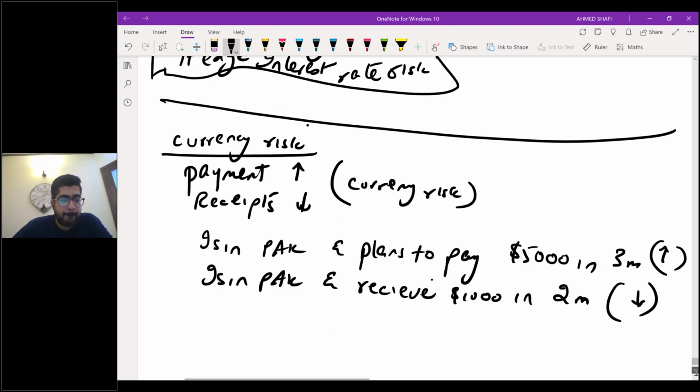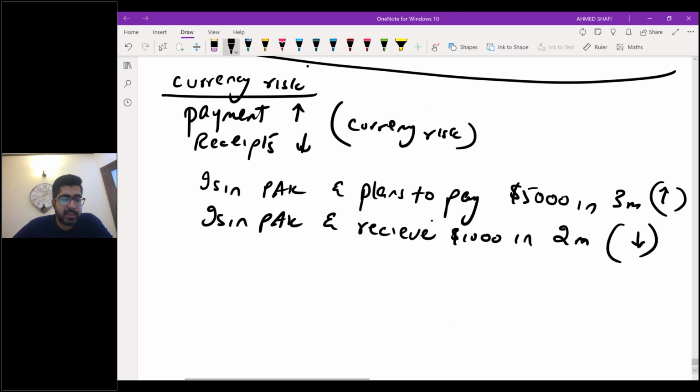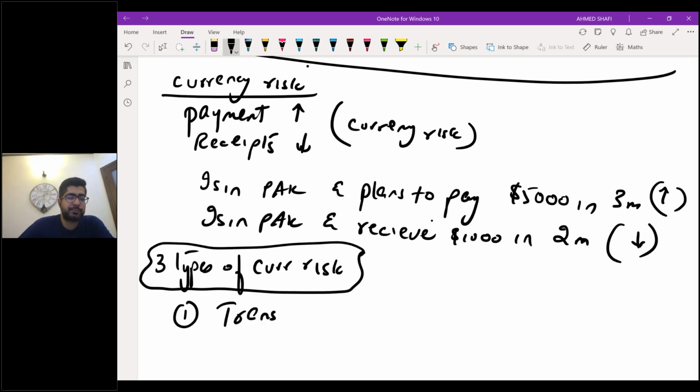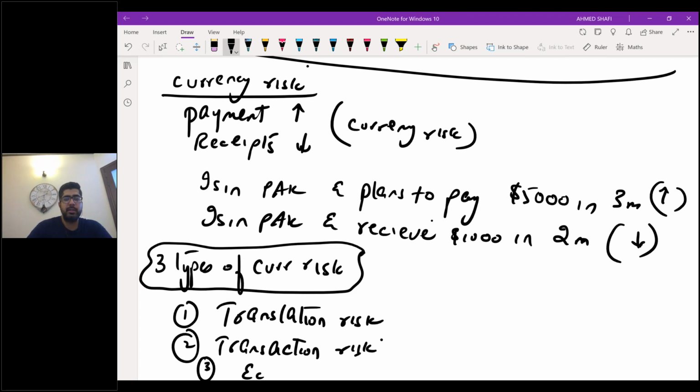Then there are three types of currency risk. One is called translation risk, one is called transaction risk, and one is called economic risk. Currency risk is of three types: translation risk, transaction risk, and economic risk.